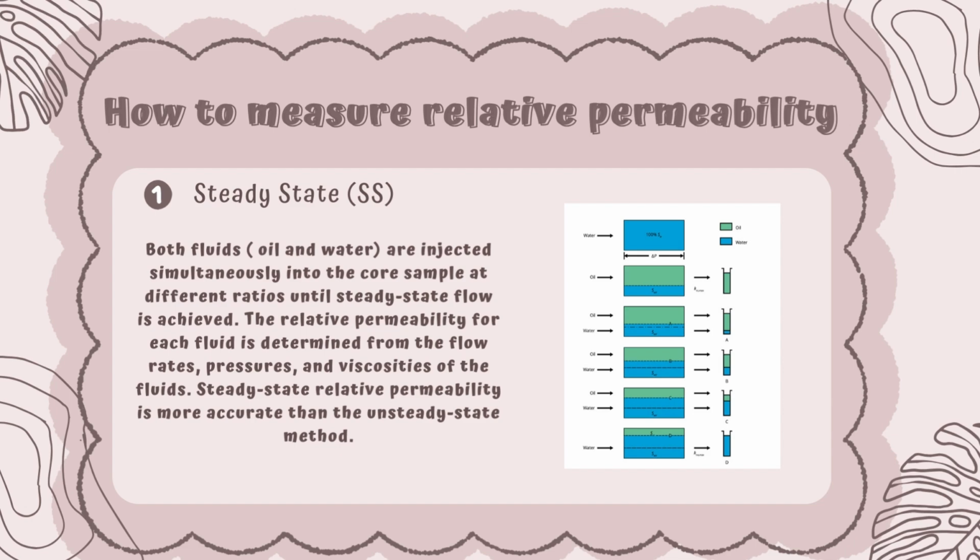After that, the injection rates are changed to obtain a new set of relative permeability. The system needs to reach a steady state regime before any reading can be taken. Steady state relative permeability is considered more accurate than the unsteady state method, which is covered in the following section. However, the steady state method is more time consuming. The figure shown is a schematic of a steady state water flood relative permeability experiment.